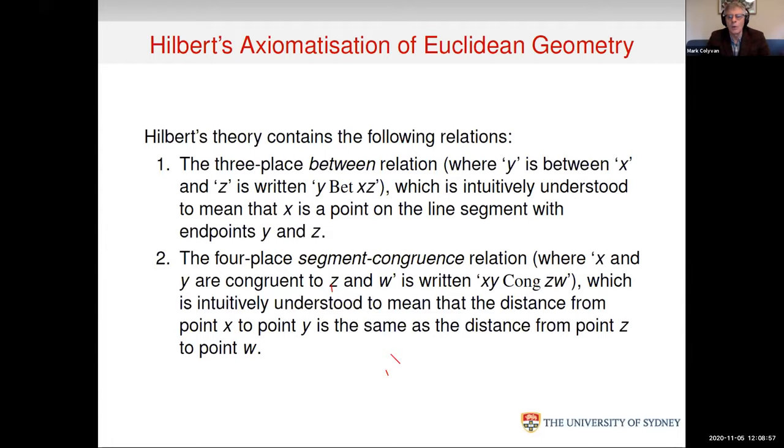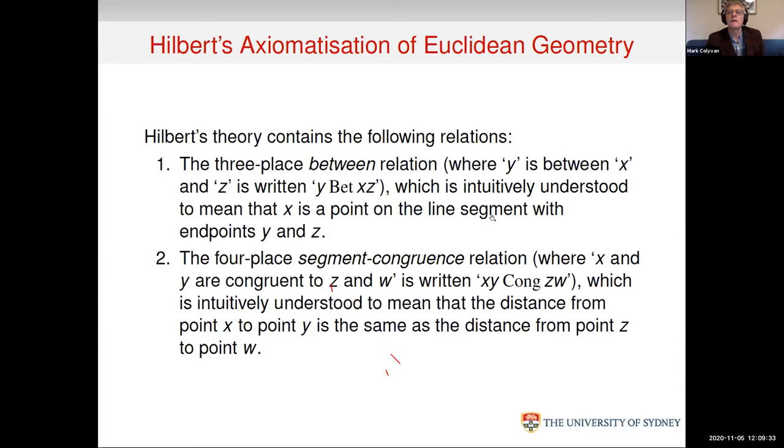And intuitively, though this is not part of the theory, you understand this to mean that x is a point on the line segment with endpoints y and z, right? That's sort of the intuitive understanding of that. But I stress that that's not part of the Hilbert story. It's a primitive relation, y bet xz. But it's going to do the job of what we normally think of as a Euclidean geometry, as x is the point on the line segment between y and z.